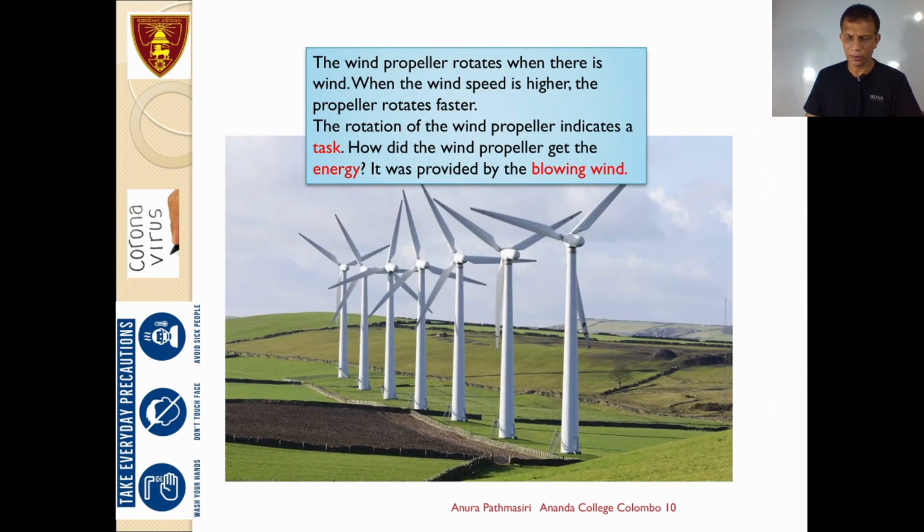The wind propeller rotates when there is wind. When the wind speed is higher, the propeller rotates faster. The rotation of the wind propeller indicates a task. How did the wind propeller get the energy? It was provided by the blowing wind.